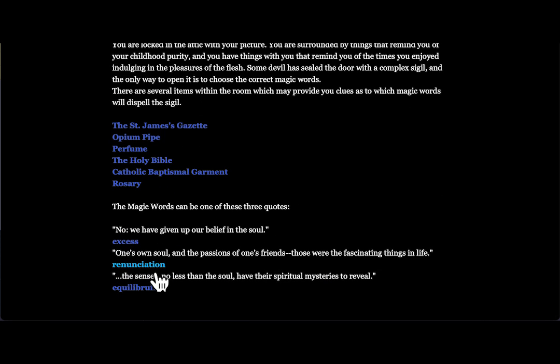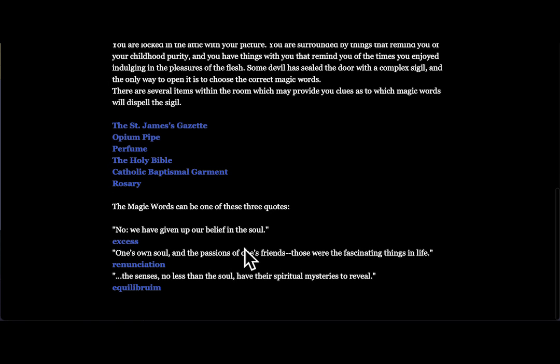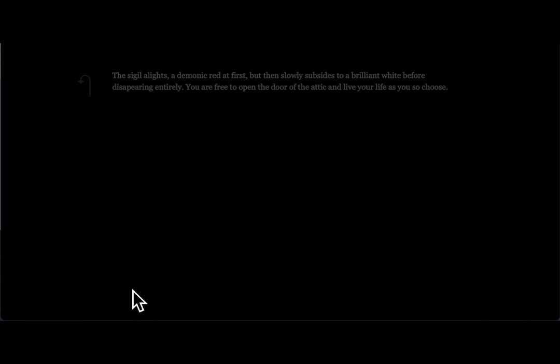We'll try the second one. One's own souls and the passions of one's friends, those were the fascinating things in life. We get the same quote again. So we'll go back. So let's try the last one. The senses, no less than the soul, have their spiritual mysteries to reveal. And this one is titled Equilibrium.